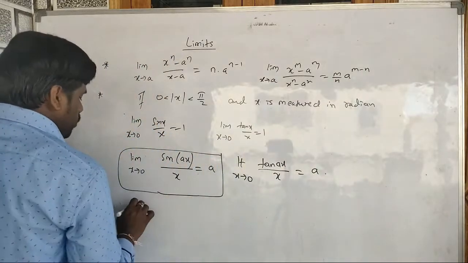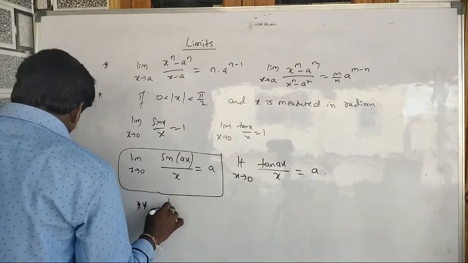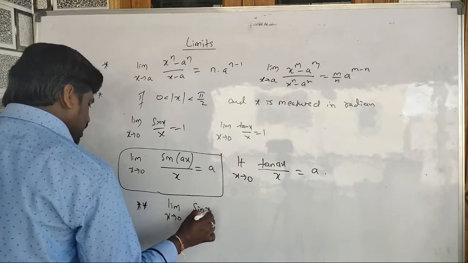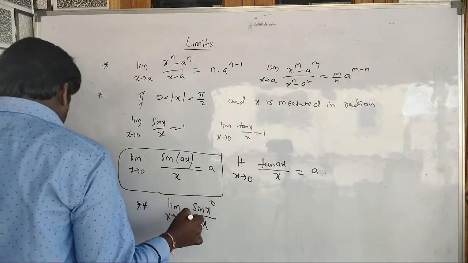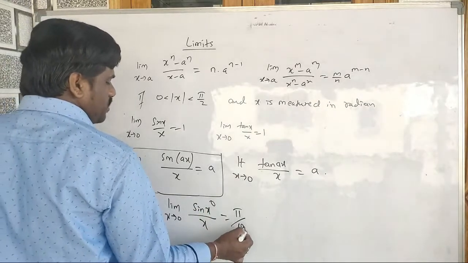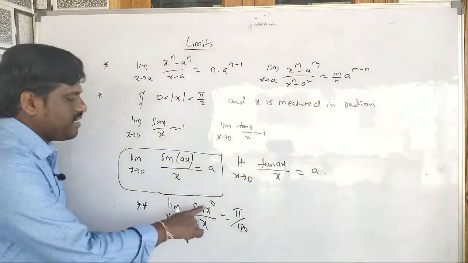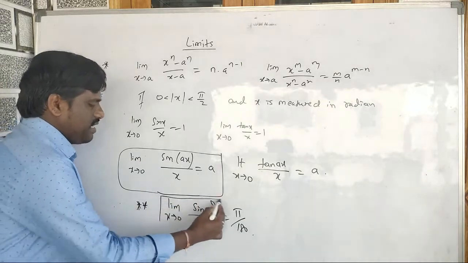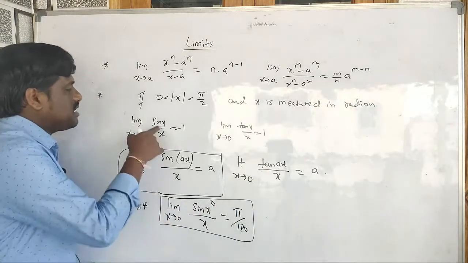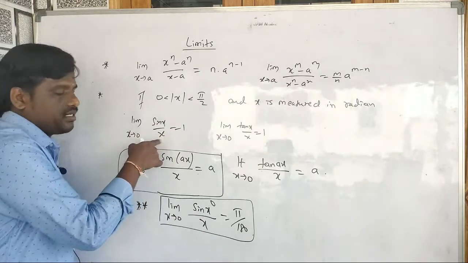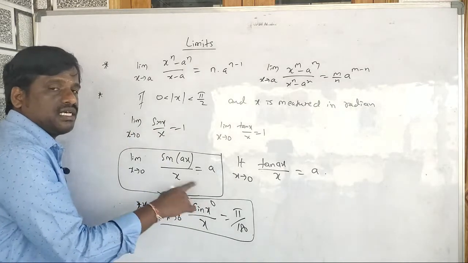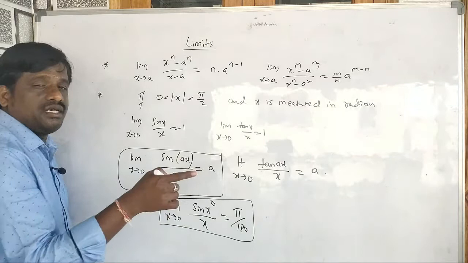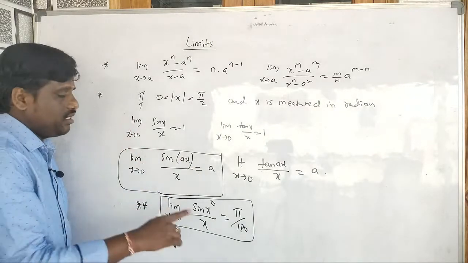And this one which I am going to write is the most important one: limit x tending to 0, sine x degrees by x is pi by 180. If you are given degrees, sine x degrees by x, then the answer is pi by 180. Because here x is in radians, but if it comes in degrees, degrees should be converted into radians, so you multiply by pi by 180. That's why you get this.